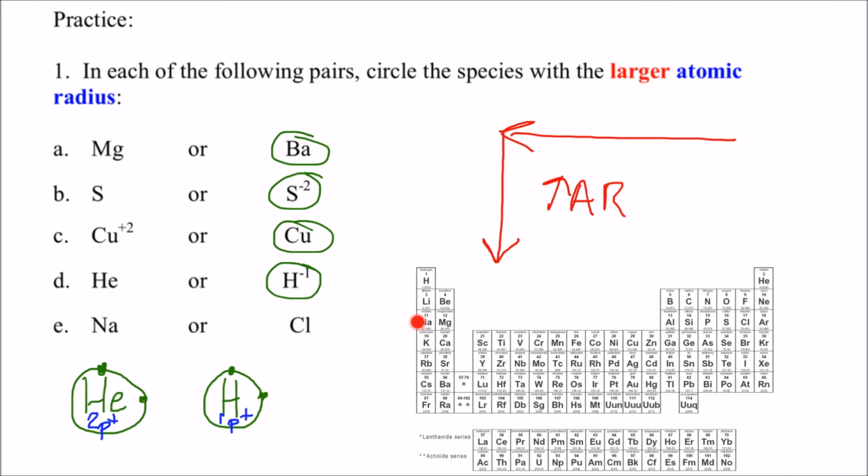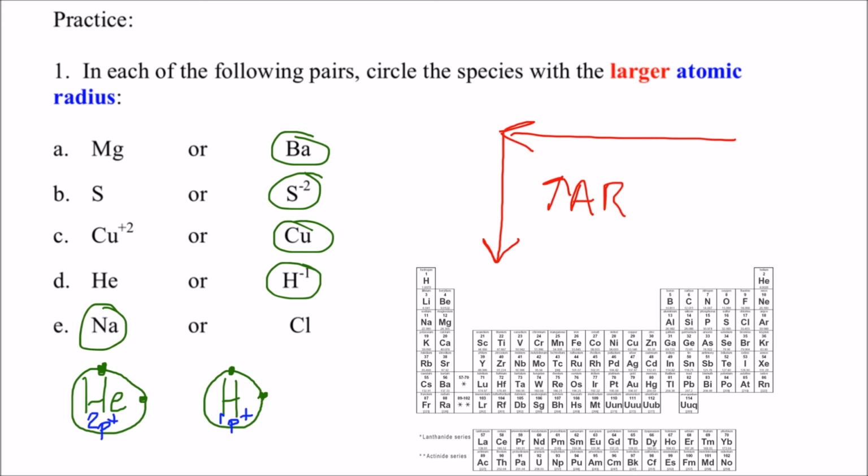Okay, well, here is sodium and here is chlorine. So it looks like they're both in the same row as each other, so we're only going to be concerned about the nuclear charge. It looks like sodium is further to the left than chlorine is, so sodium is going to be larger.